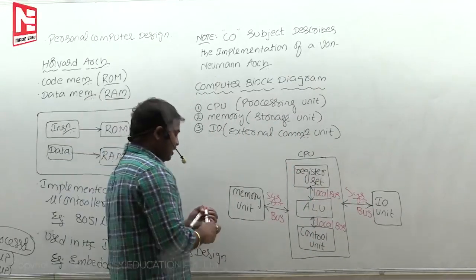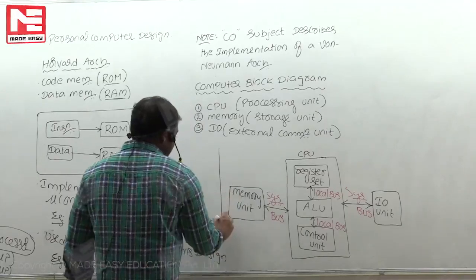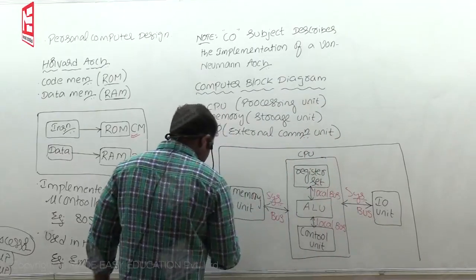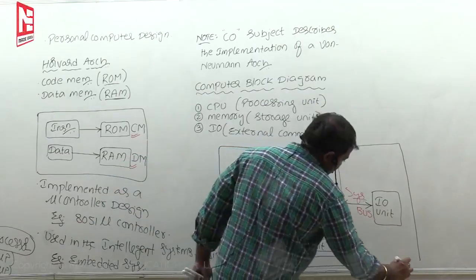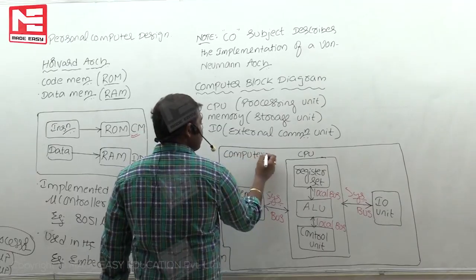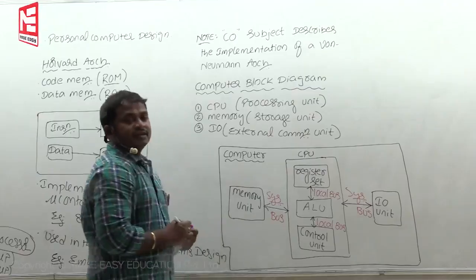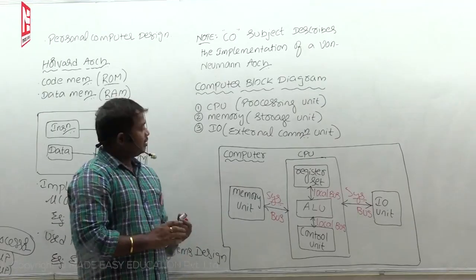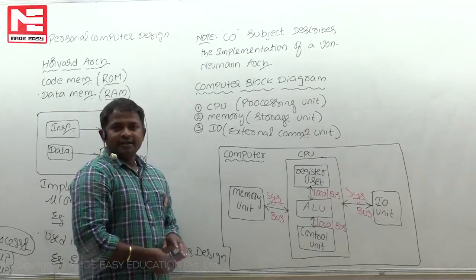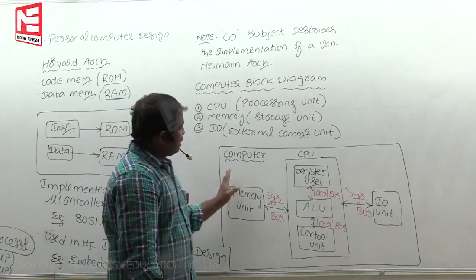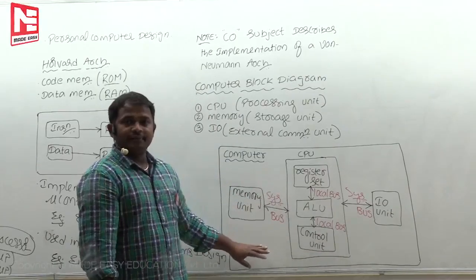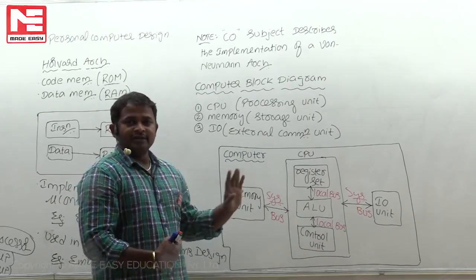Okay. Now the integration of these three components into one component is called the computer. Integration of a CPU, memory, and IO is the computer system. Now we are going to see how the program is executed in this architecture. This is a computer block diagram. So how is the program running in this computer?